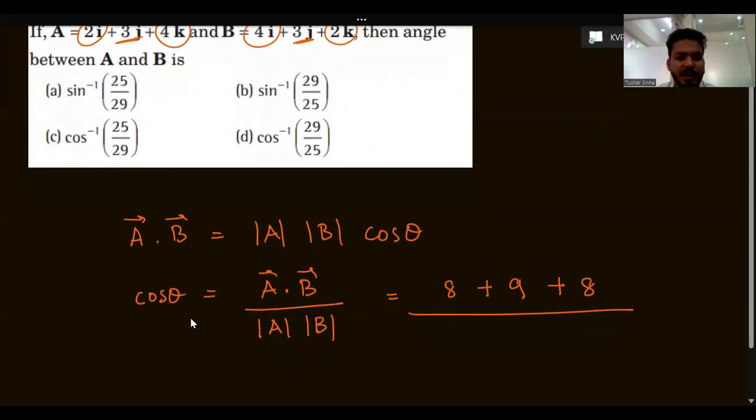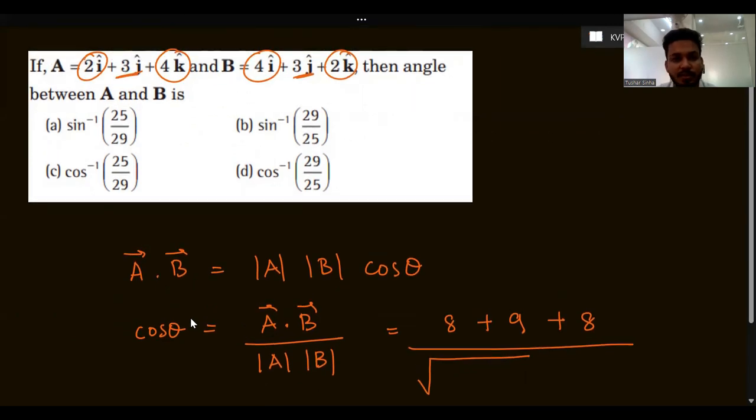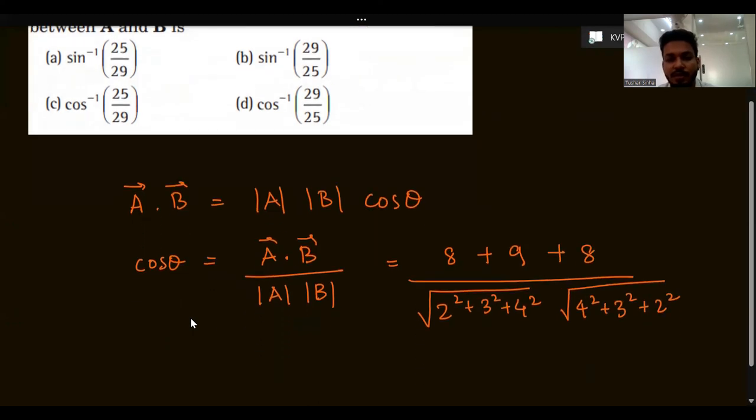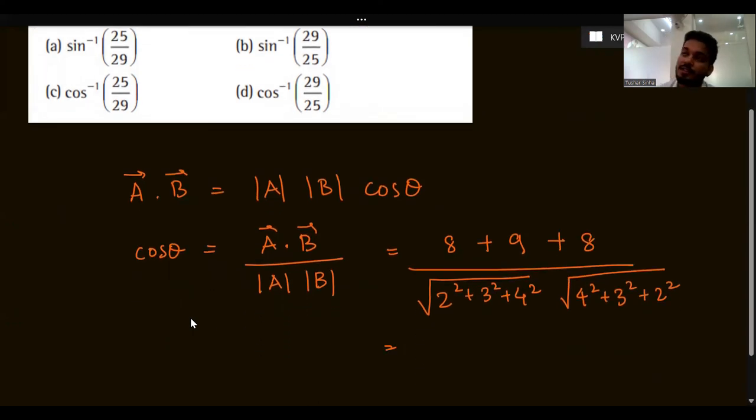On the denominator, we want the magnitude of A. Magnitude of A is just the square root of the sum of the squares of the components. So 2 square plus 3 square plus 4 square, and then under root of 4 square plus 3 square plus 2 square. When you do this, on the numerator you get 16 plus 9 is 25.